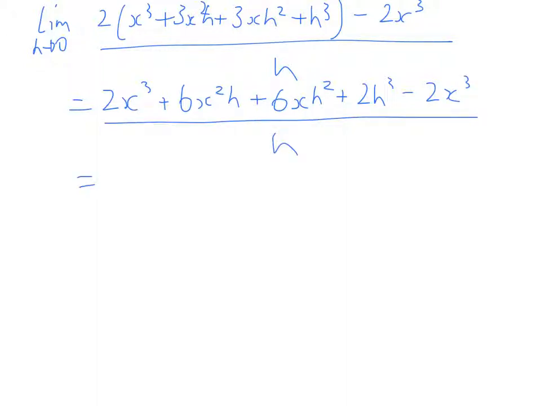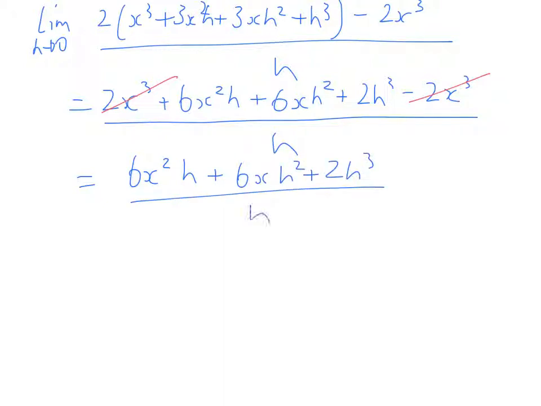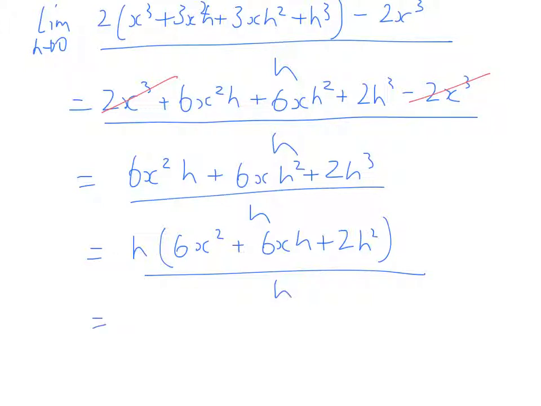The x cubes actually cancel each other out. They are equal but opposite in sign. So what we end up with is 6x squared h plus 6xh squared plus 2h cubed all over h. There's a common factor of h in every term, so I'm going to rewrite this as 6x squared plus 6xh plus 2h squared all over h. That ends up being 6x squared plus 6xh plus 2h squared, because I've simply divided through by h.